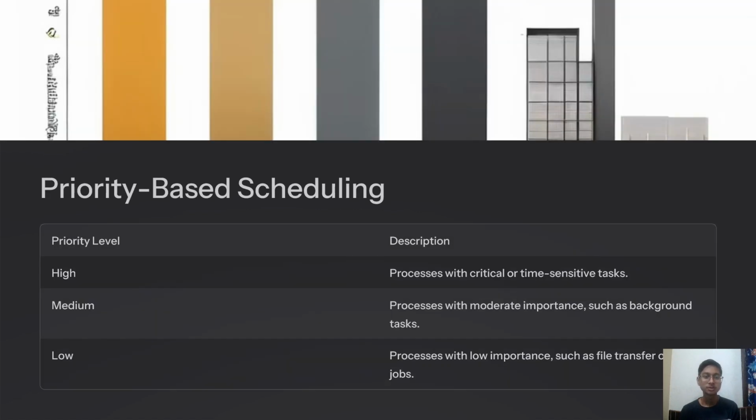Priority-based scheduling. High priority processes are those with critical or time-sensitive tasks. Medium priority level processes have moderate importance, such as background tasks, and low priority processes have low importance, such as file transfer or batch jobs.